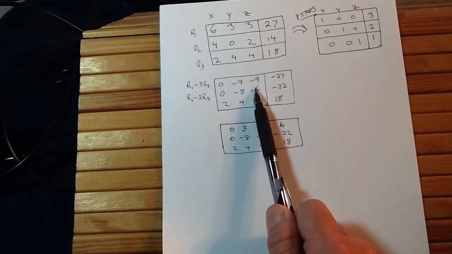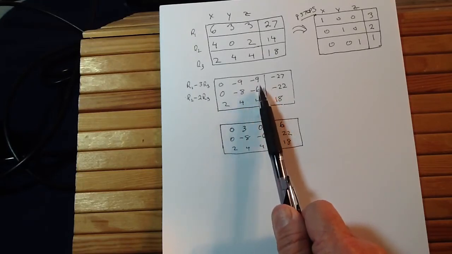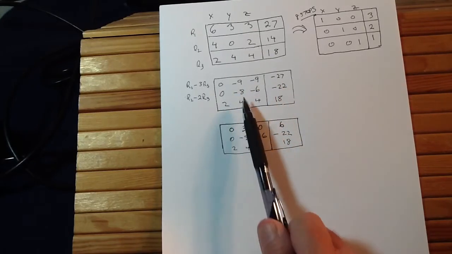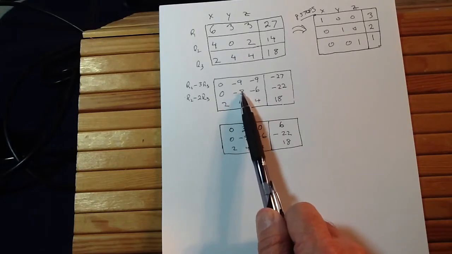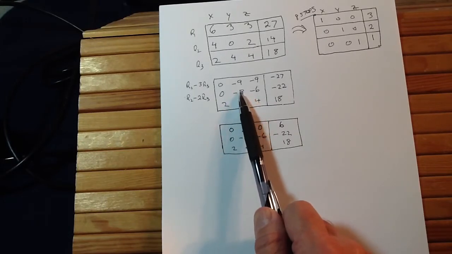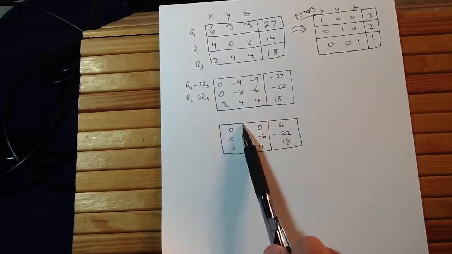So I did that. 3 halves times minus 6 is minus 9, and then I subtract it, and I get 0. So now I've got to do this here. I've got to take 3 halves, multiply by 3 halves. Now, 3 halves, the 2 cancels, that makes it 4 times 3, minus 12. Minus 12, I subtract it, I get plus 3.